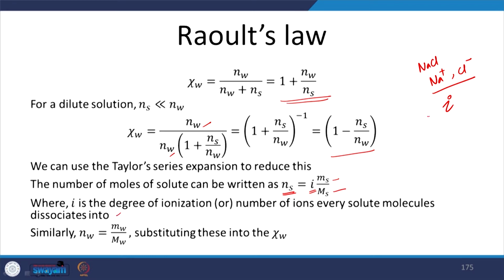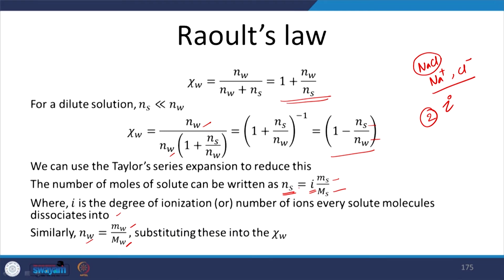So, in this case it is 2, that means the solute molecule, which is NaCl that you are adding, is dissociated into 2 ions, which are Na plus and Cl minus, right. So, Nw will stay the same. Nw is the number of moles of water, the amount of water divided by the molecular weight of water. Substituting these two things, so now we need Ns and Nw. Ns is now written as i times Ms by capital Ms.